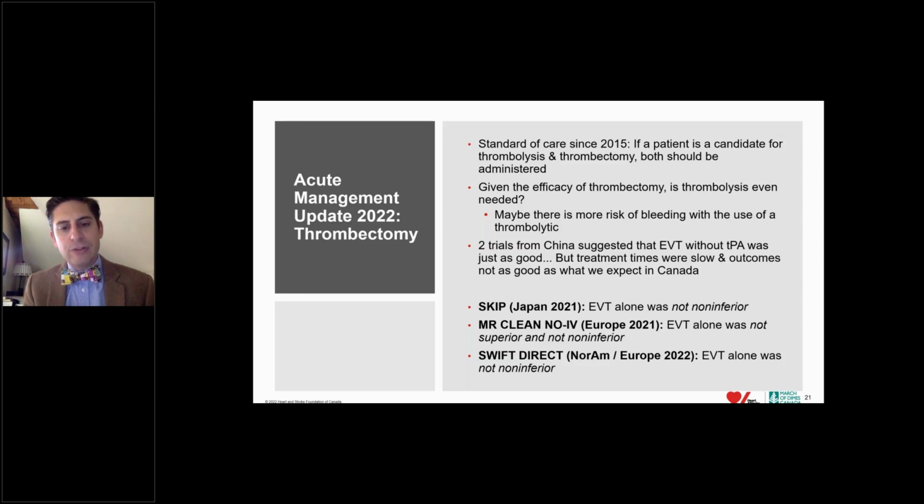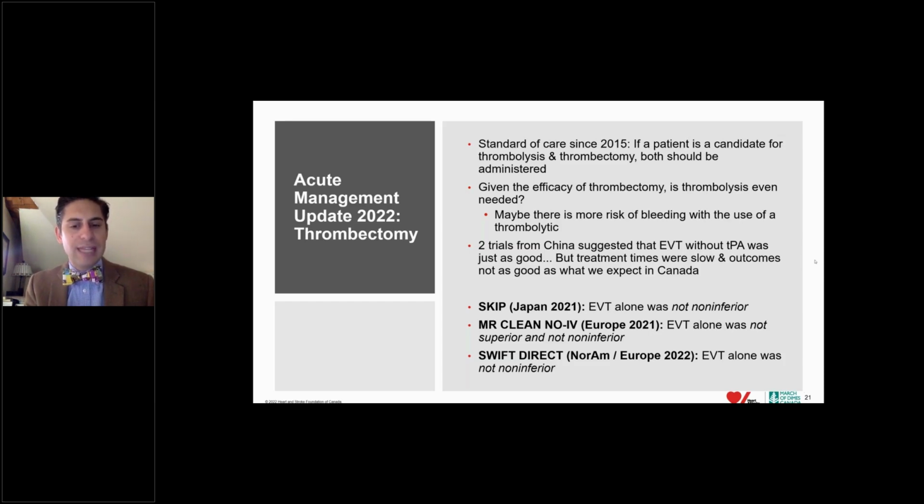Two studies out of China suggested that, yeah, in their system, the way that they operate, giving the endovascular thrombectomy without alteplase was just as good. But their system is different. Their treatment times are slower. Their outcomes are not nearly as good as what we expect in Canada.